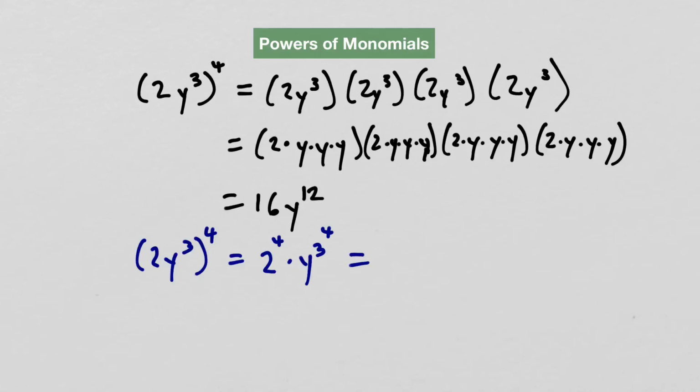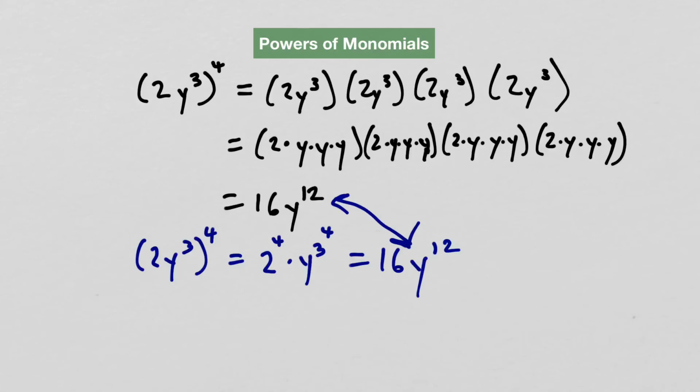Okay, so we know what 2 to the 4th is, right? 2 times 2 times 2 times 2. We already calculated that, and that's 16. Okay, y to the 3rd to the 4th power. So we're going to multiply 3 by 4. We know 3 times 4 is equal to 12. And look at that, the answer is exactly the same.